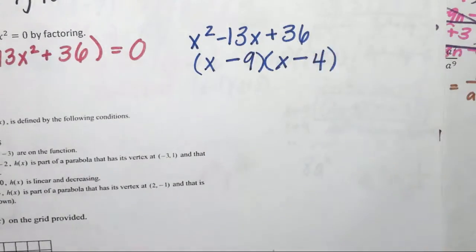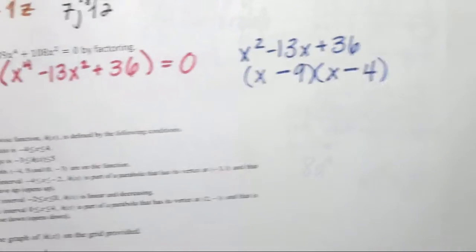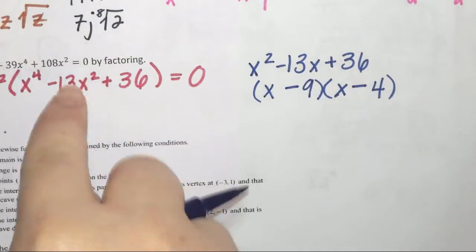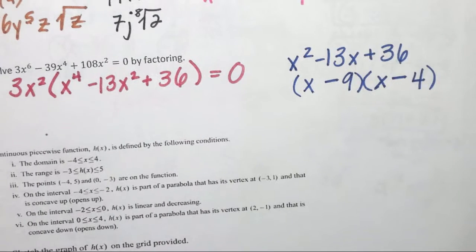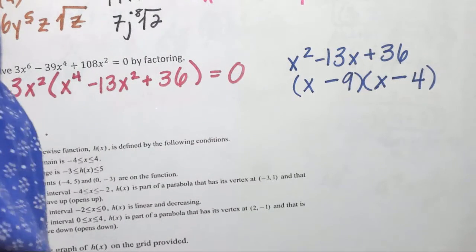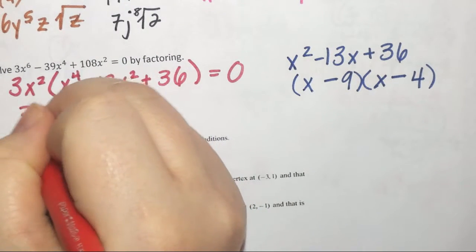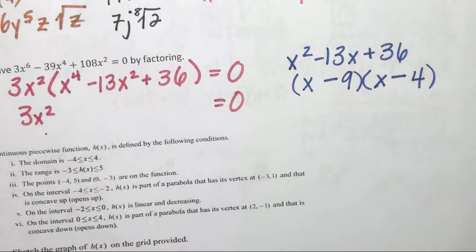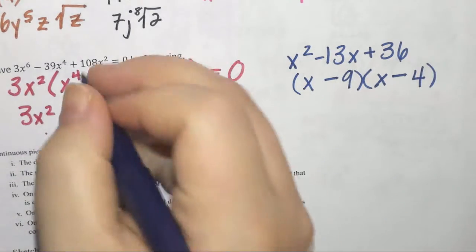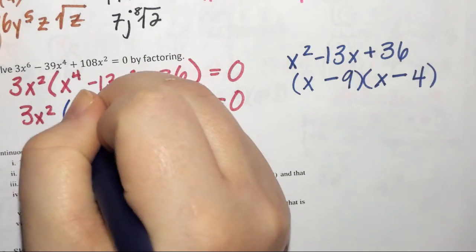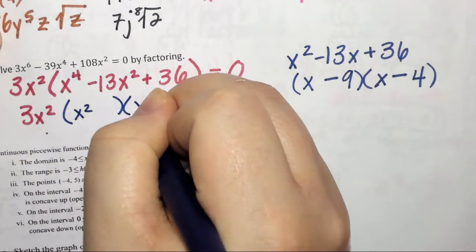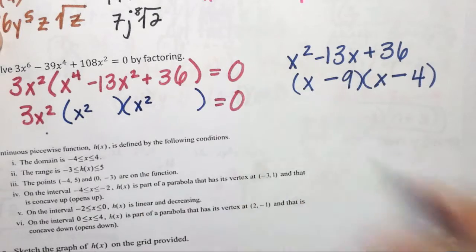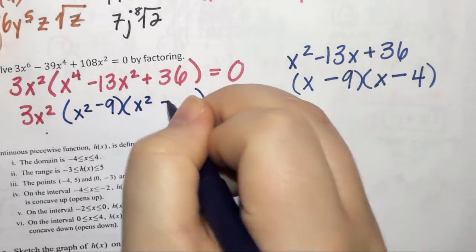X minus 4. Okay, but you're like, but Miss Compton, what you wrote in blue is not what our problem is. No, it's not. But if I bring down that 3x squared, I'm going to leave that equals 0 as it is. Really, x to the 4th, we could say that's x squared times x squared. And then I'll still put Seth's minus 9 and his minus 4.